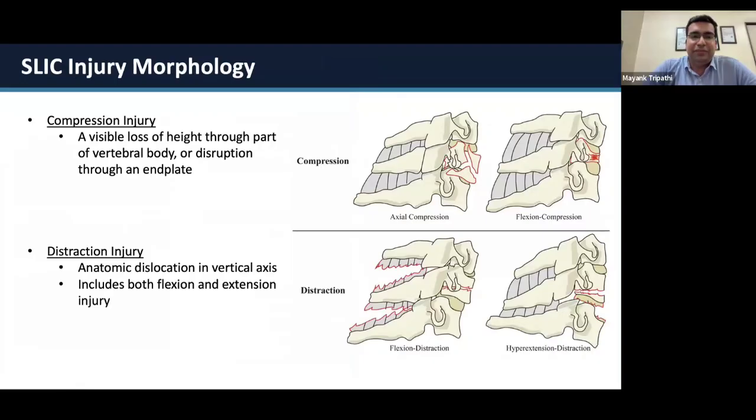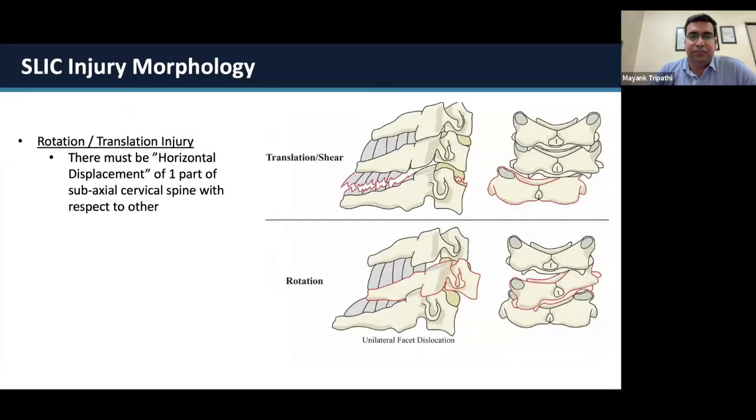So briefly, I should be discussing the morphology of the injury given by the SLIC classification. In the compression injury, there was a visible loss of height through part of the vertebral body or disruption through the end plate. Whereas in the distraction injury, there was anatomical dislocation in the vertical axis. It included both the flexion and the extension injuries. And this is the rotational and translational injury.